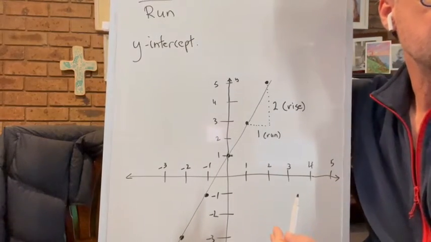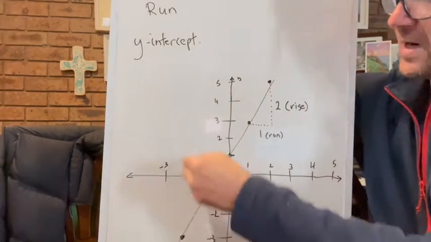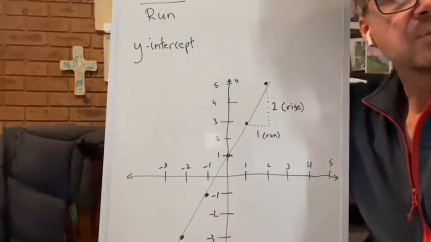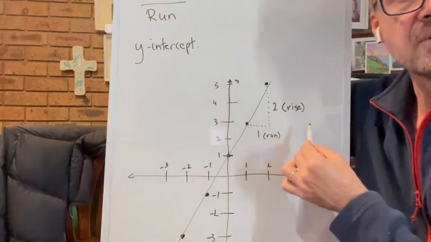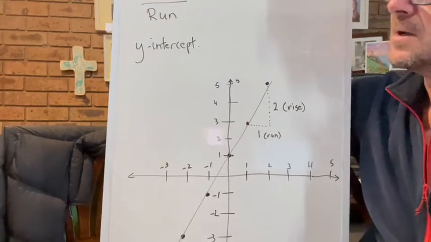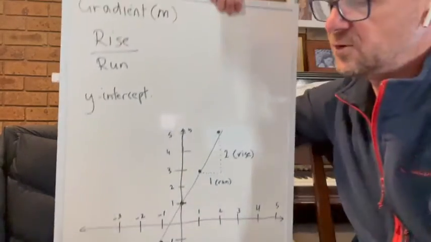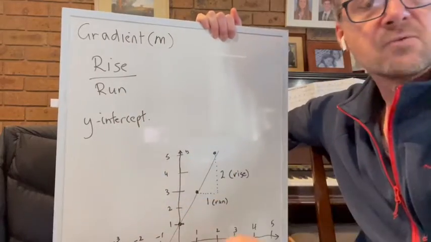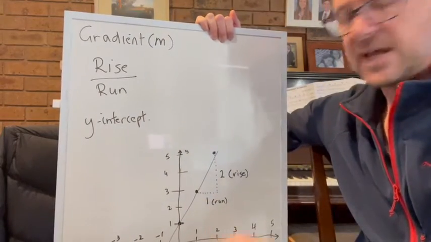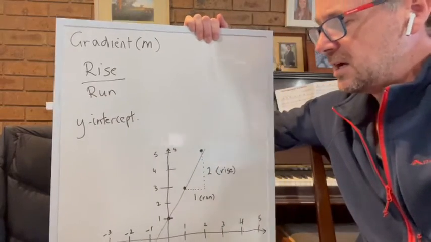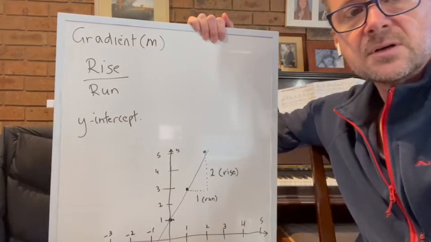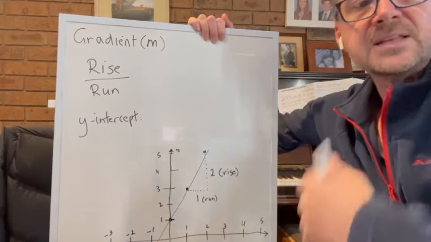If it's just a straight line that goes straight up like this, it's what we call an undefined gradient. And if it's a flat line going through, it's a zero gradient. Now, to find the gradient, we use this formula here, which is rise over run. Rise is how much something either increases or decreases in size as it goes. And run is how far.